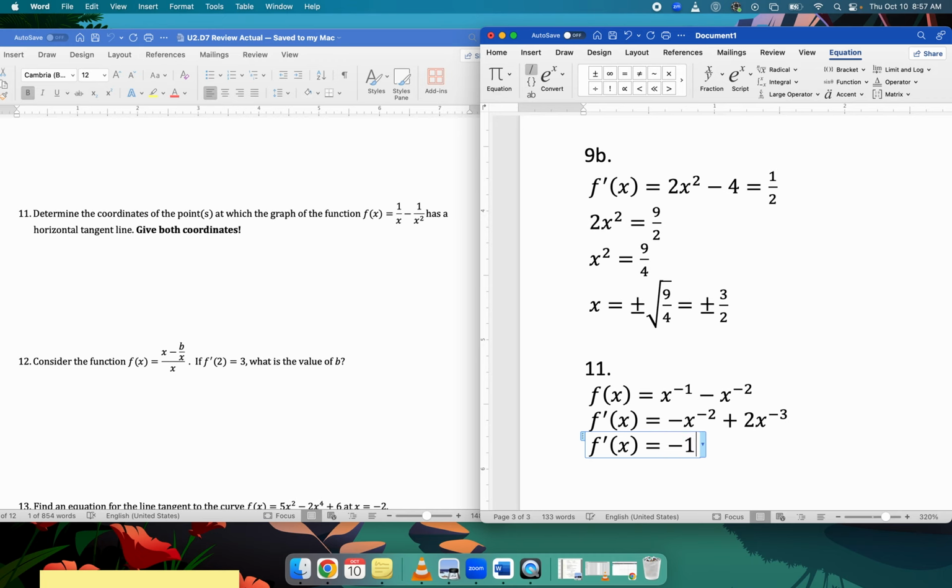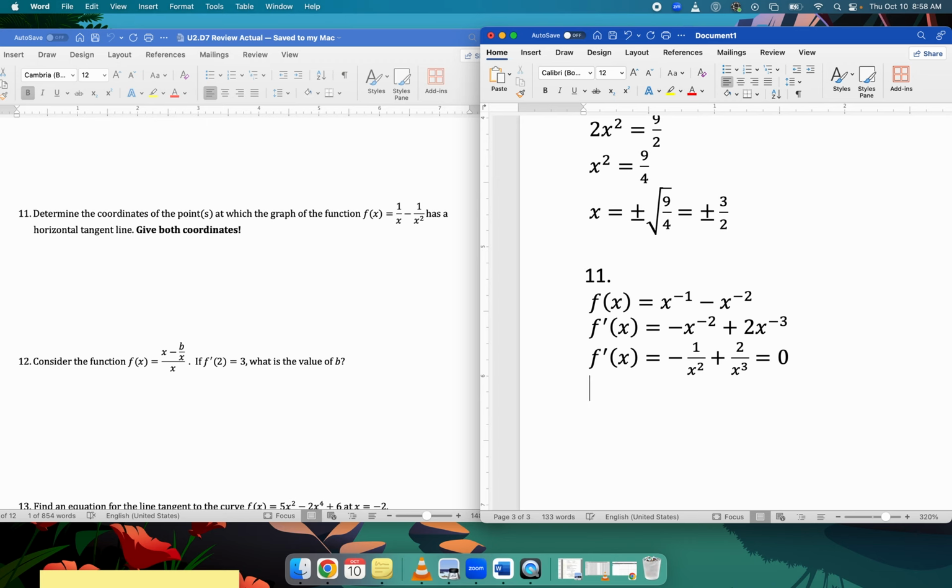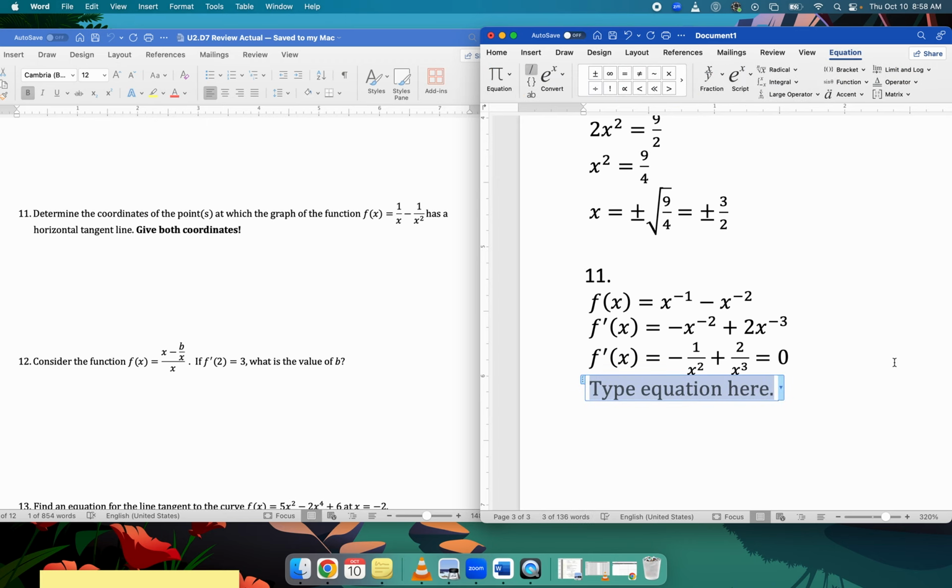If I rewrite that, that's negative 1 over x squared plus 2 over x cubed. And what am I doing with this? I want to know, when is this thing equal to 0? Okay, how do you solve this equation? Well, one way that you could solve it would be to move, for example, this term over to the other side, and then you'd get 2 over x cubed is equal to 1 over x squared, and then you could cross multiply, right? If that makes sense to you.